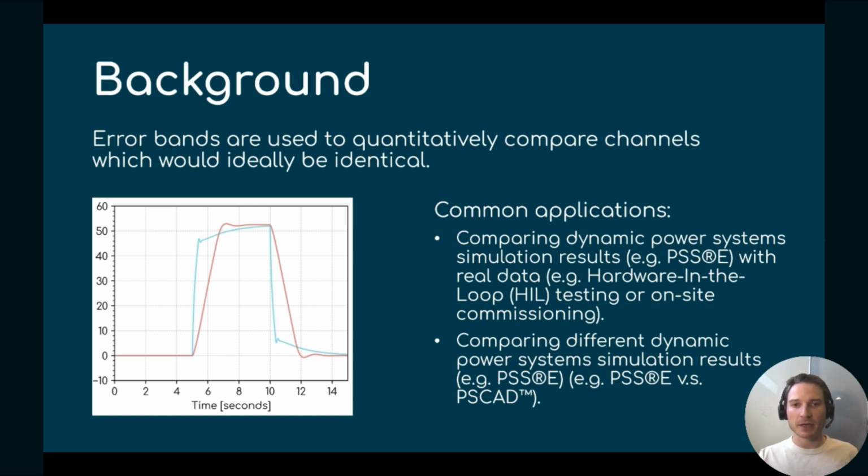The most common application is comparing dynamic power system simulation results, like PSSE, with real data which may come from hardware-in-the-loop testing or on-site commissioning. This comparison is used to compare how closely a power system model matches real-world behavior. A second common example is comparing dynamic power system simulation results from different software vendors. For example, comparing the results of RMS software, such as PSSE, with EMT software, such as PSCAD.